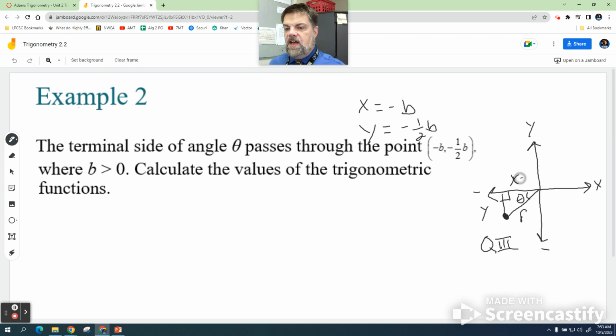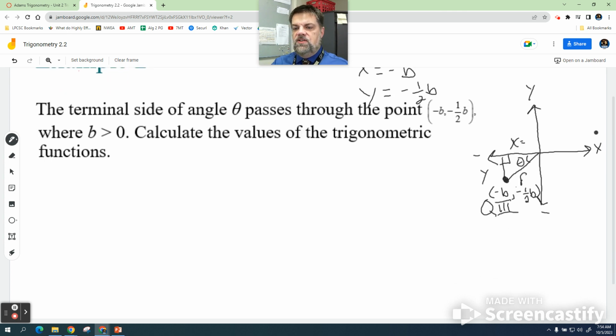Well, whatever value for x I have, this value here is a negative b, where b is a real number, but it's positive. And then down here, this is negative 1/2 b. And so this lives in the third quadrant. That's kind of important because we can do all the trig stuff, but sometimes the values are positive, sometimes the values are negative, and we got to keep track of it. All right, so how did we do that last time?